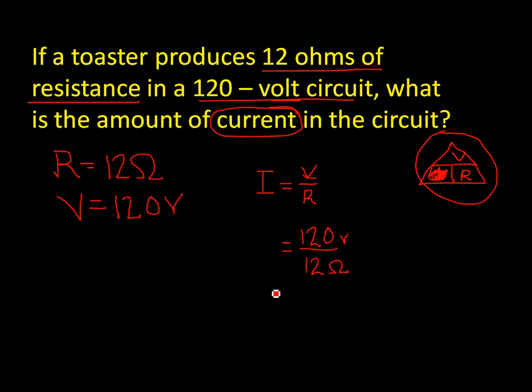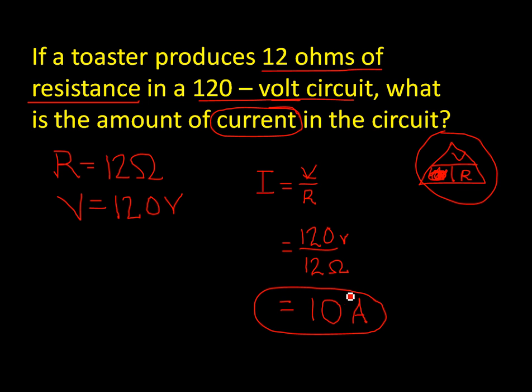So I could say quite easily here that the current is equal to, I just take 120 divided by 12 equals 10. Now I have to have the correct unit of measurement. I'm solving for I, I'm solving for current. A single unit of current is amps, so I can just put down an A for amperes. So for that example question, I could say that the toaster has a current of 10 amps.